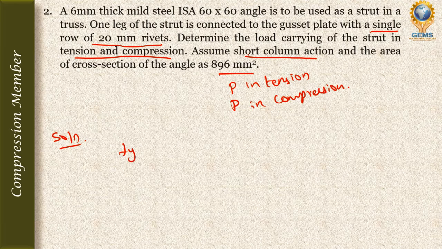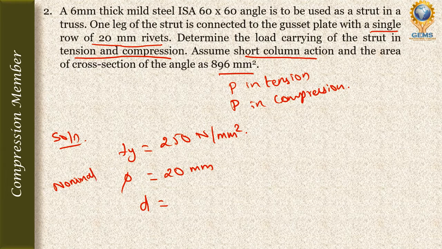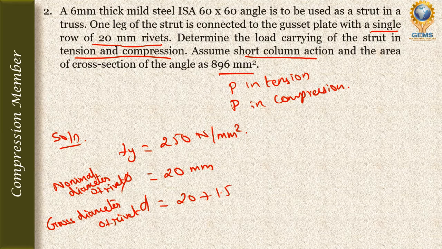So we know the yield stress is assumed as 250 Newton per mm square. The nominal diameter of the rivet is given as 20 mm. The gross diameter of the rivet is less than 25, so we have to add 1.5. So 20 plus 1.5 is equal to 21.5 mm.